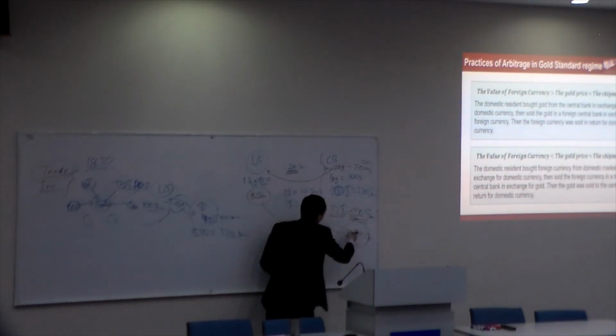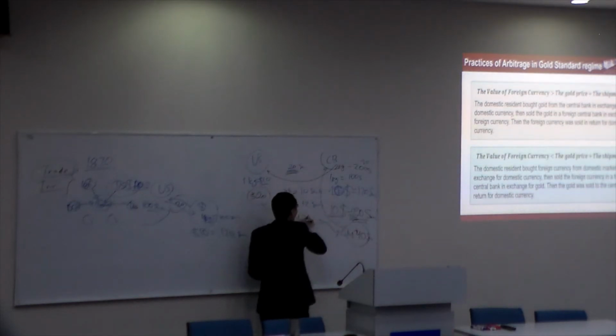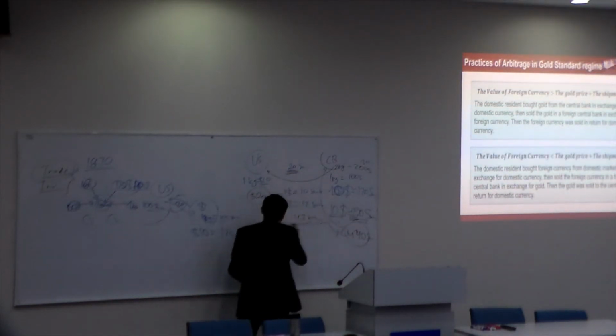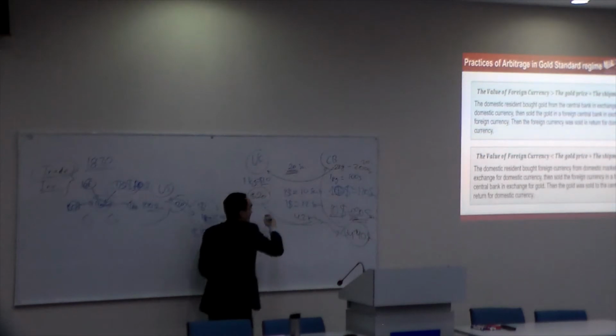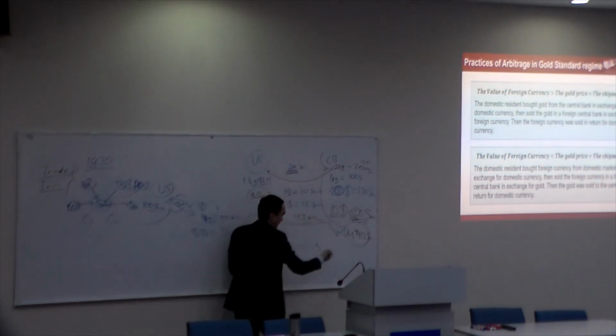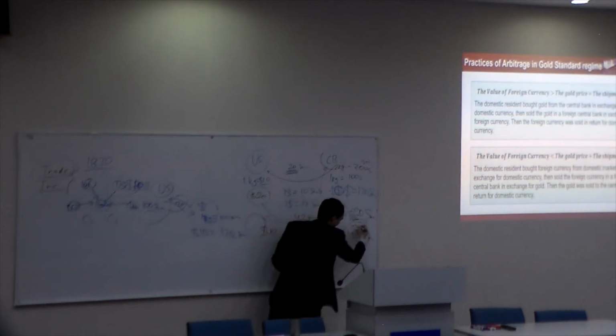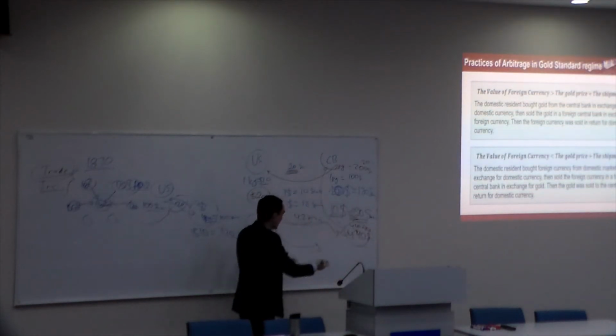They will take this money and rush to the central bank again. They will buy 4.2 kilograms of gold and again go to the US. They will convert it into US dollars, $42. They will bring it back and they will sell it. This is 420, and $20 is for the cost of transportation. That way, that arbitrage system is practiced.